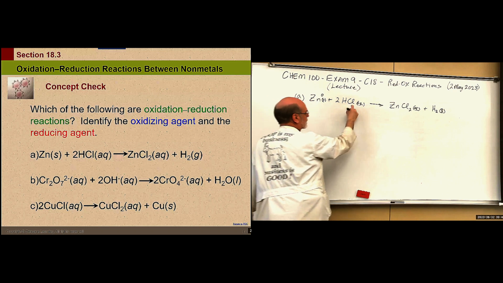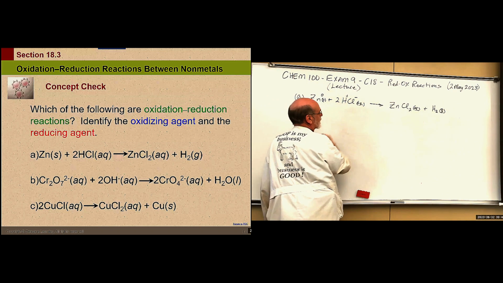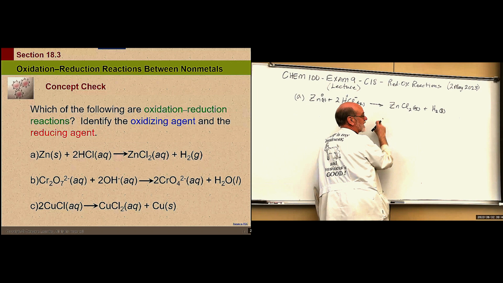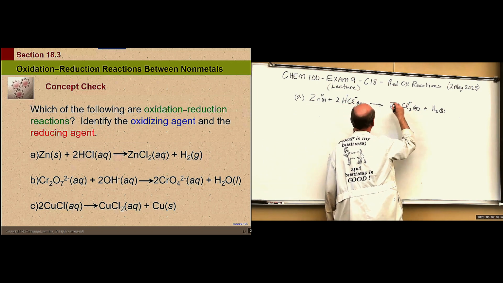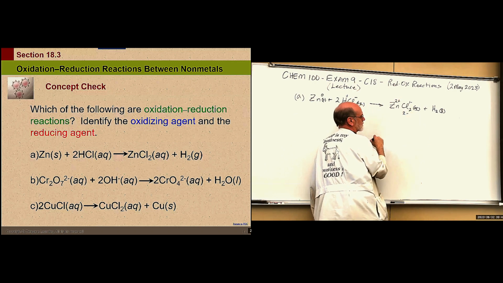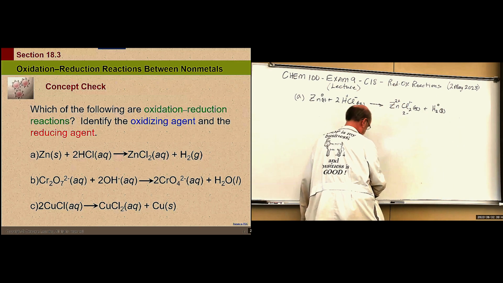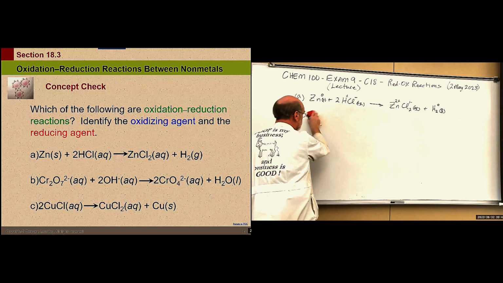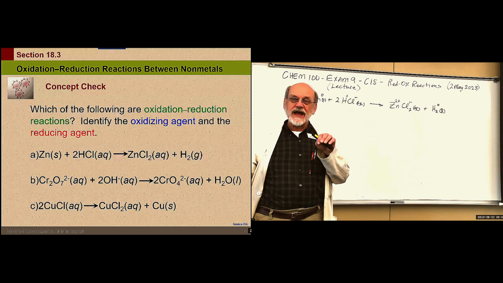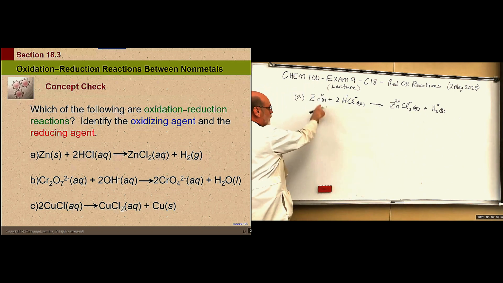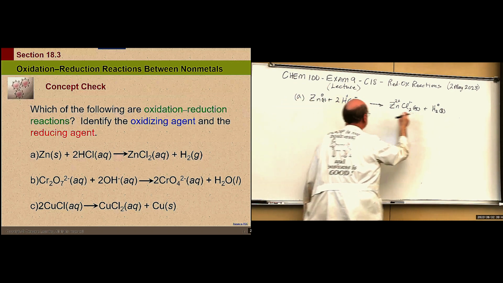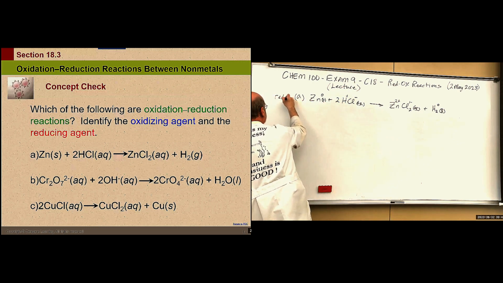Okay. Let's assign oxidation states. Zero for the element. Hydrogen is plus one. Chlorine is a minus one. Here, we have to decide. Chlorine, when it's combined with a metal, is always minus one. So that means two of these means this one is a two plus. And that's a zero. Now that we've assigned oxidation states, we can say, is this an oxidation reduction reaction? Yes, it is. We have gone from zero here, two plus there. We've gone from plus one to zero here. So this is a redox reaction.